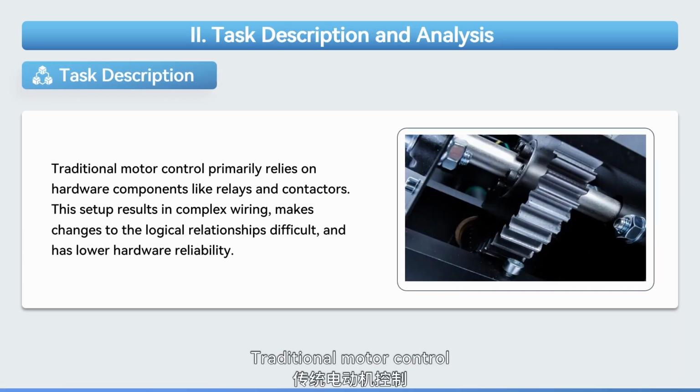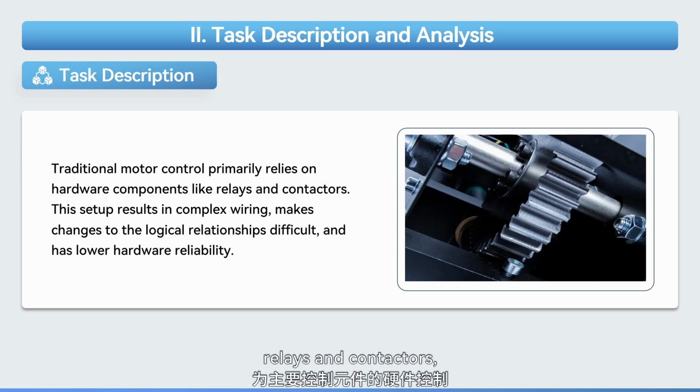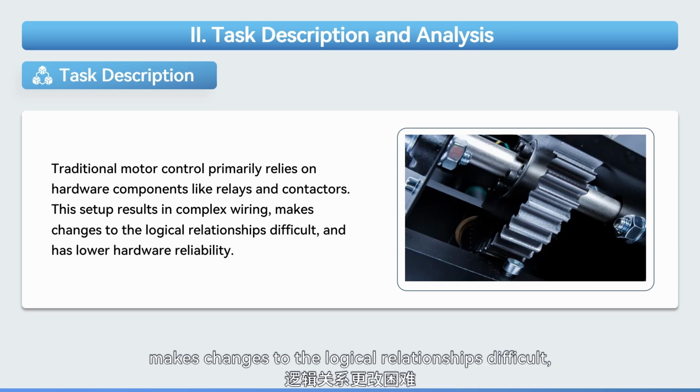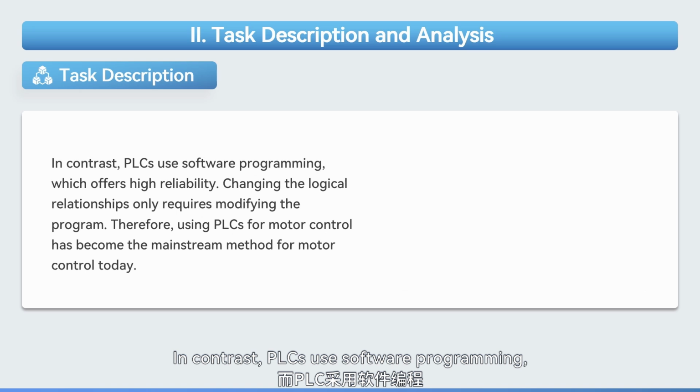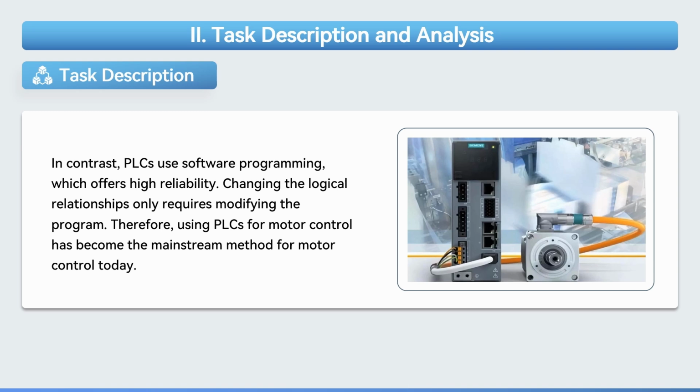Task description. Traditional motor control primarily relies on hardware components like relays and contactors, as shown in the diagram. This setup results in complex wiring, makes changes to the logical relationships difficult, and has lower hardware reliability. In contrast, PLCs use software programming, which offers high reliability. Changing the logical relationships only requires modifying the program. Therefore, using PLCs for motor control has become the mainstream method for motor control today.